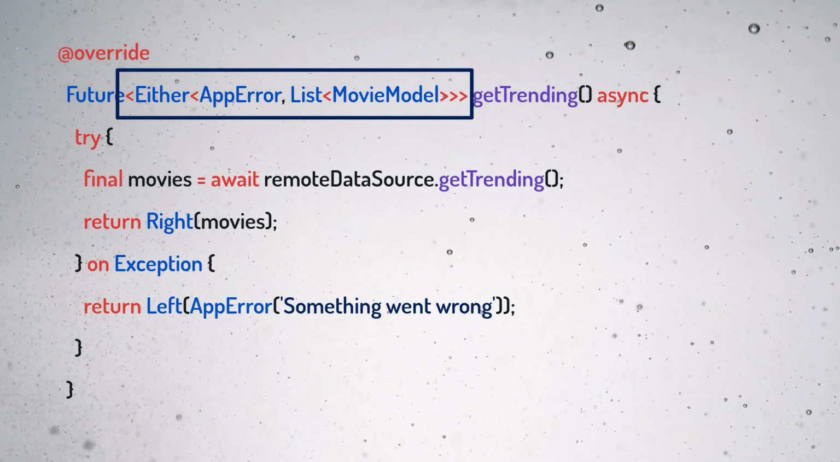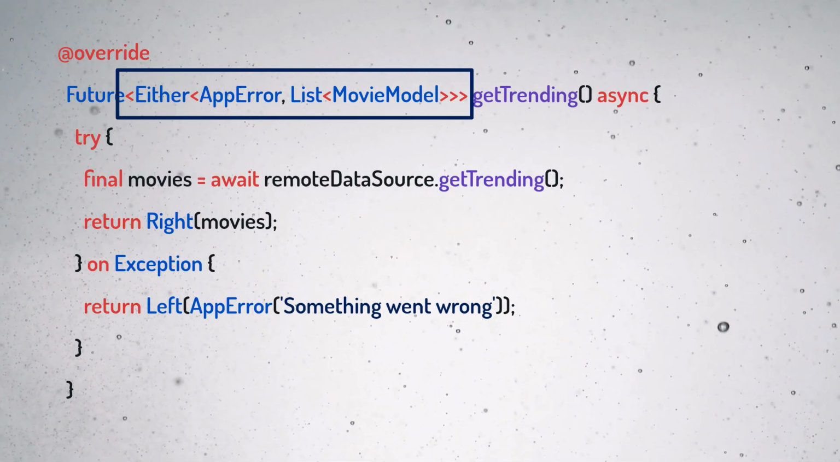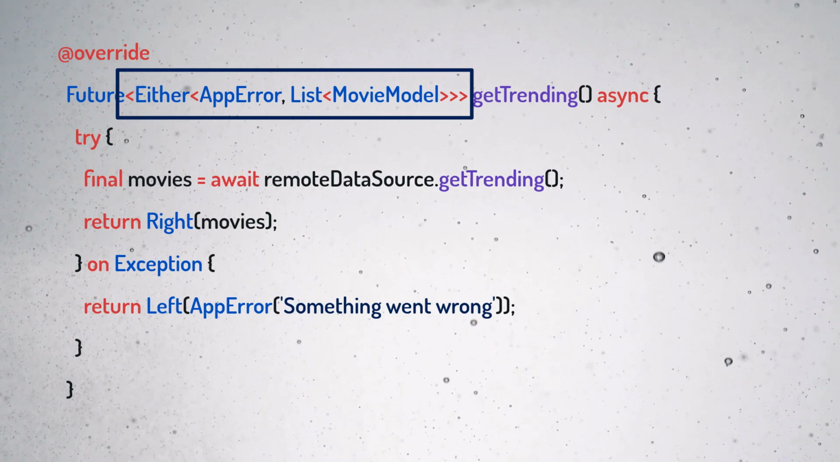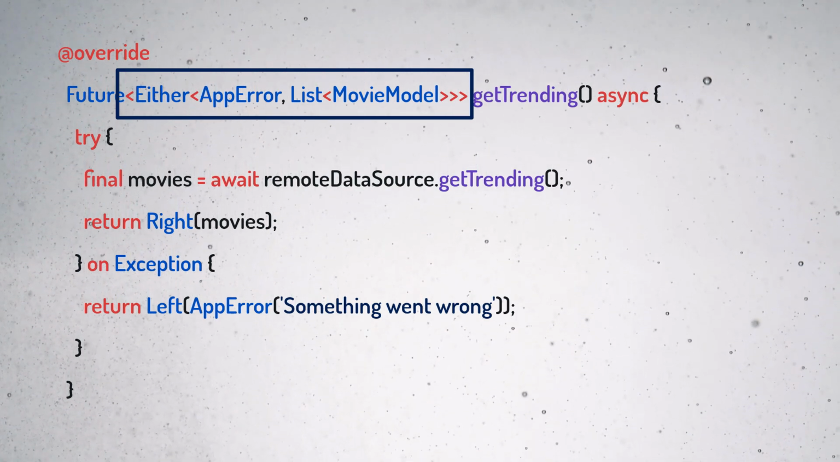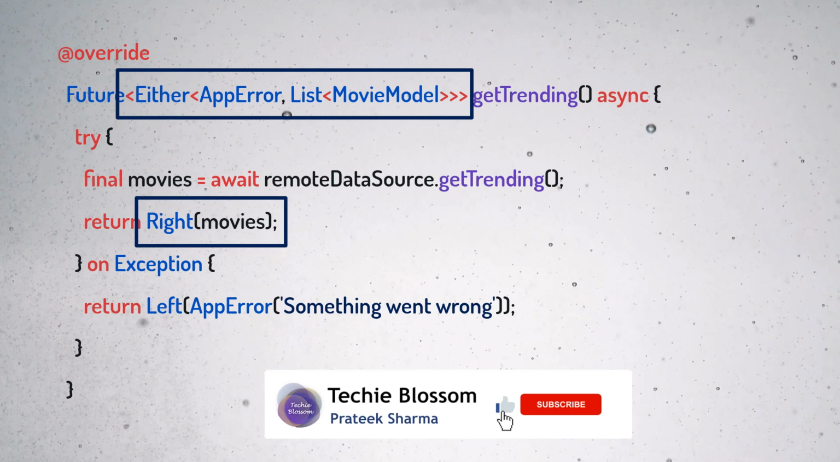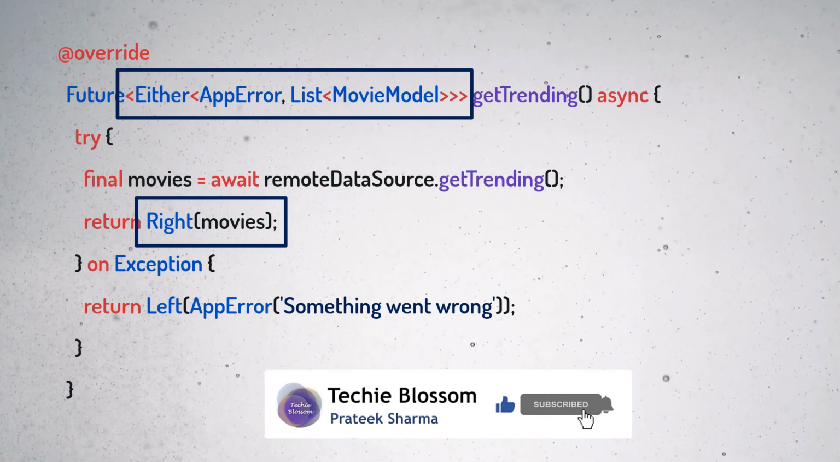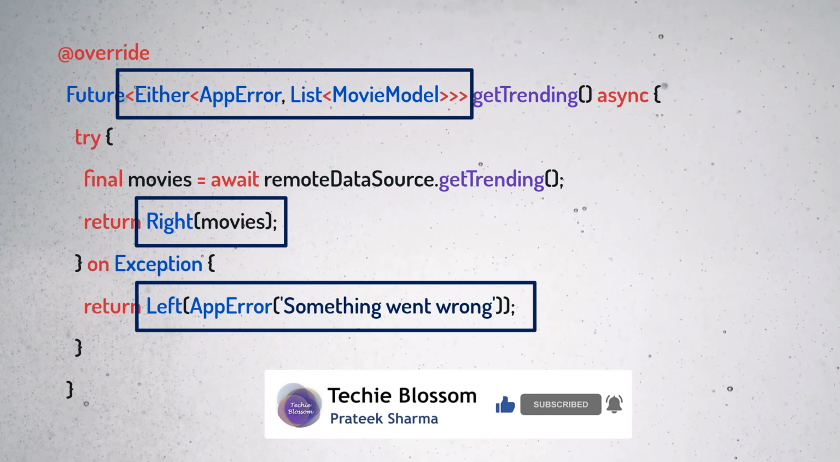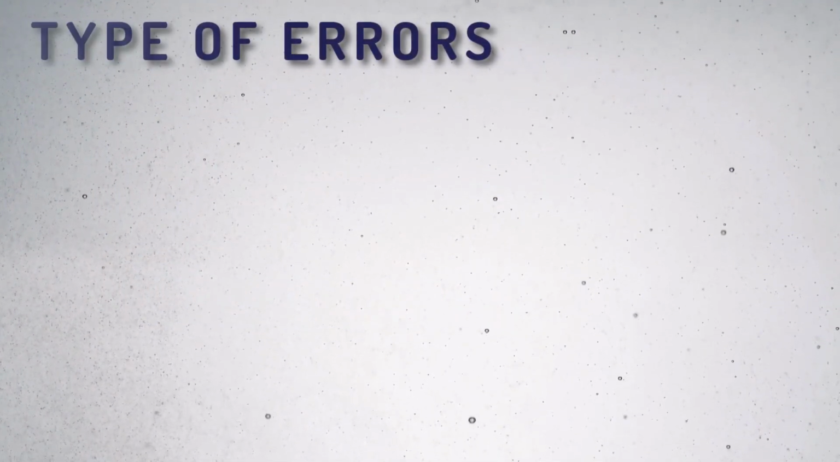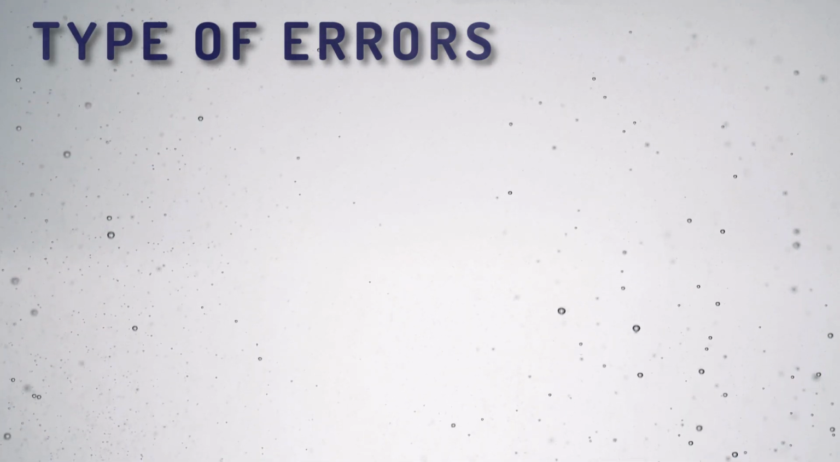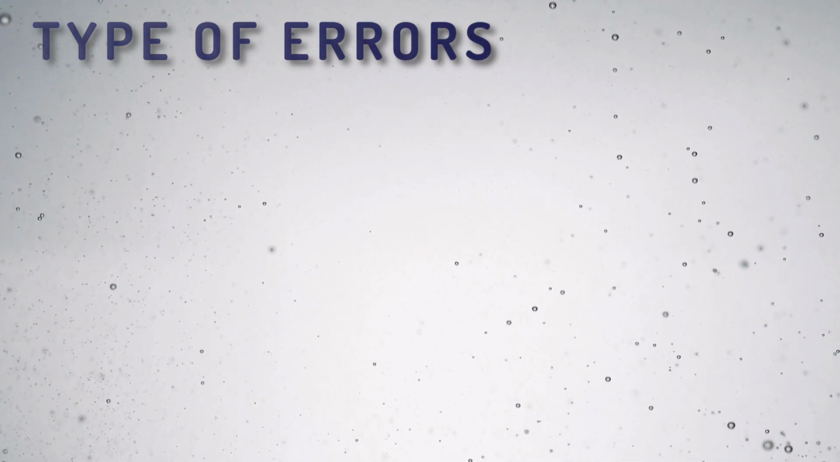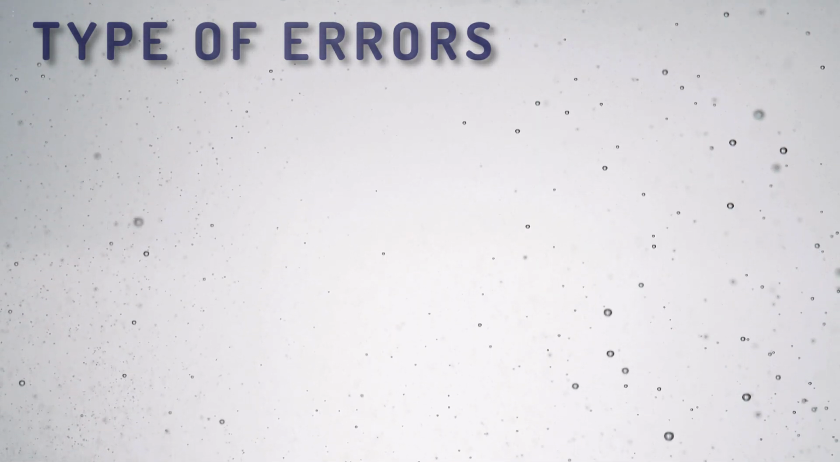In the repository layer, we used Either left, right for all the methods. When making a service call in the data source, if the service call is a success, we return the response in the right object, and in case of any exceptions, we return an app error in the left object. Now, what are the types of errors? Errors can be of many types. It can be a service not responding, it can be a parsing error, or sometimes when you try to access the internet and the internet is off, you will get an exception. For all those scenarios, we will return the left object.